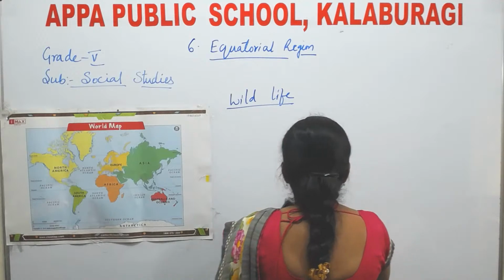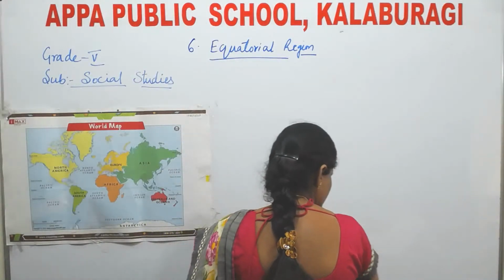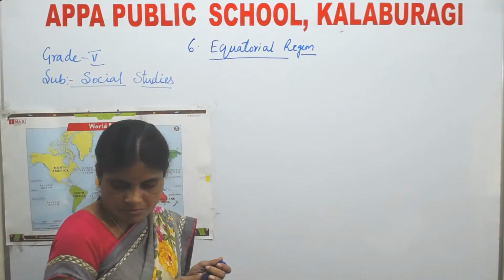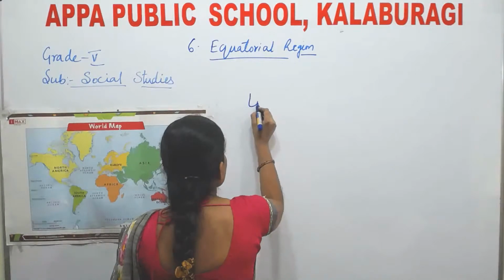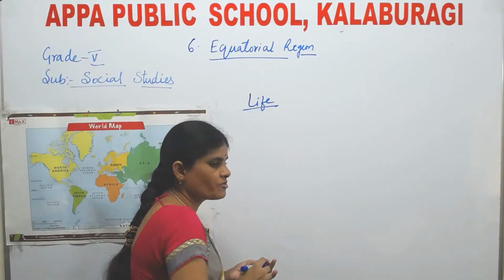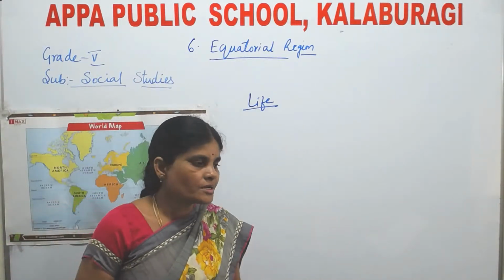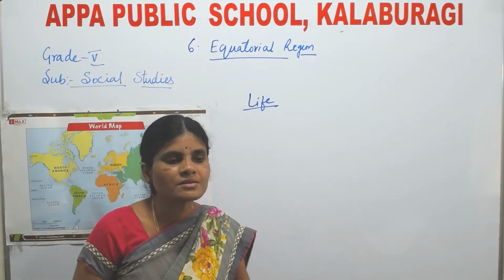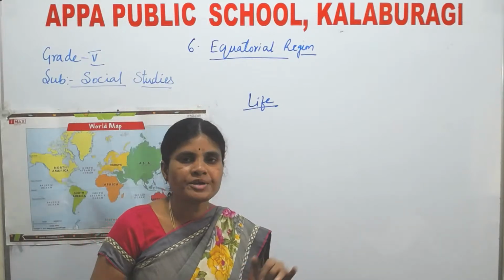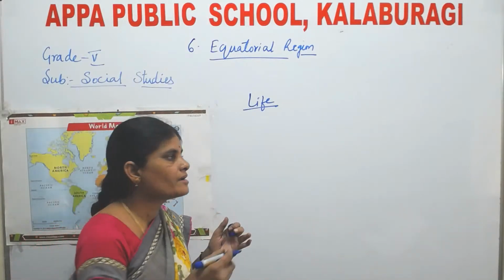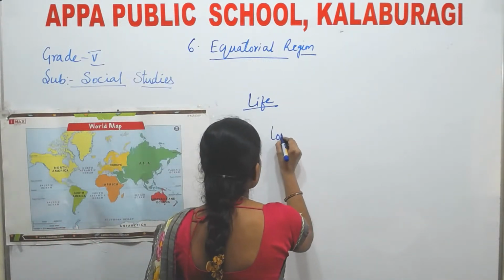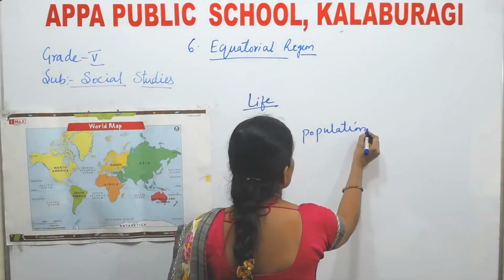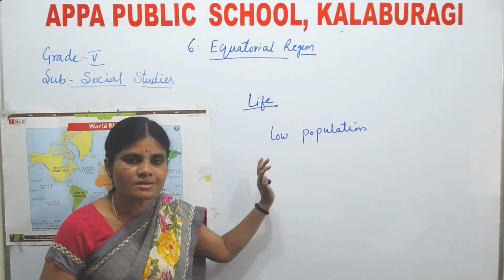Now, let us see the life of the people in this region. What type of life do they lead in this region? The equatorial region experiences high temperature and heavy rainfall. That is why this region is not suitable for human habitation. So we find very low population in this region.